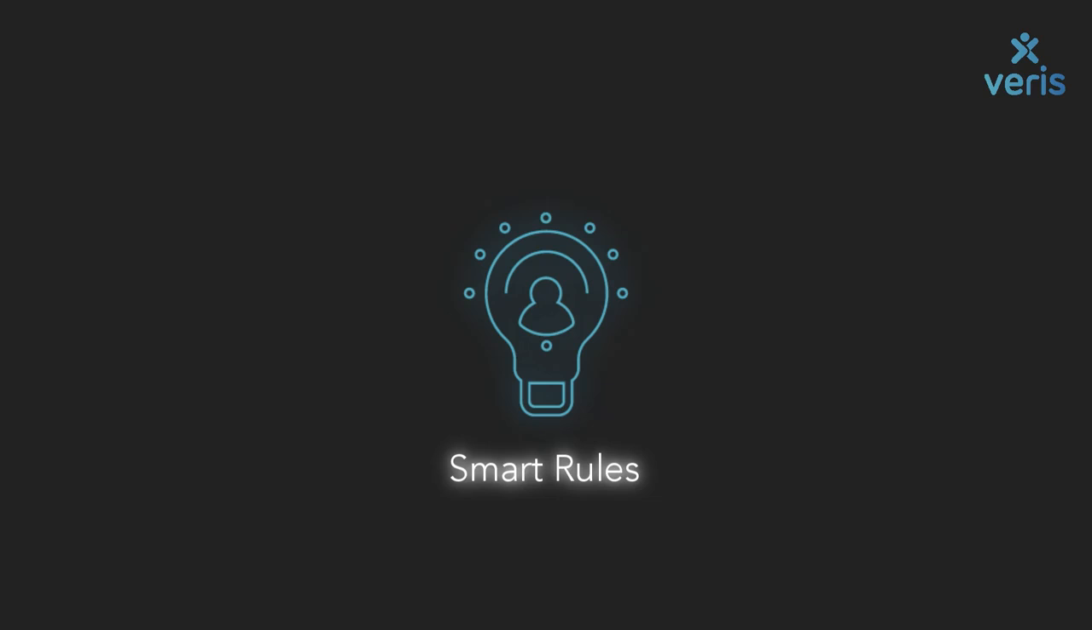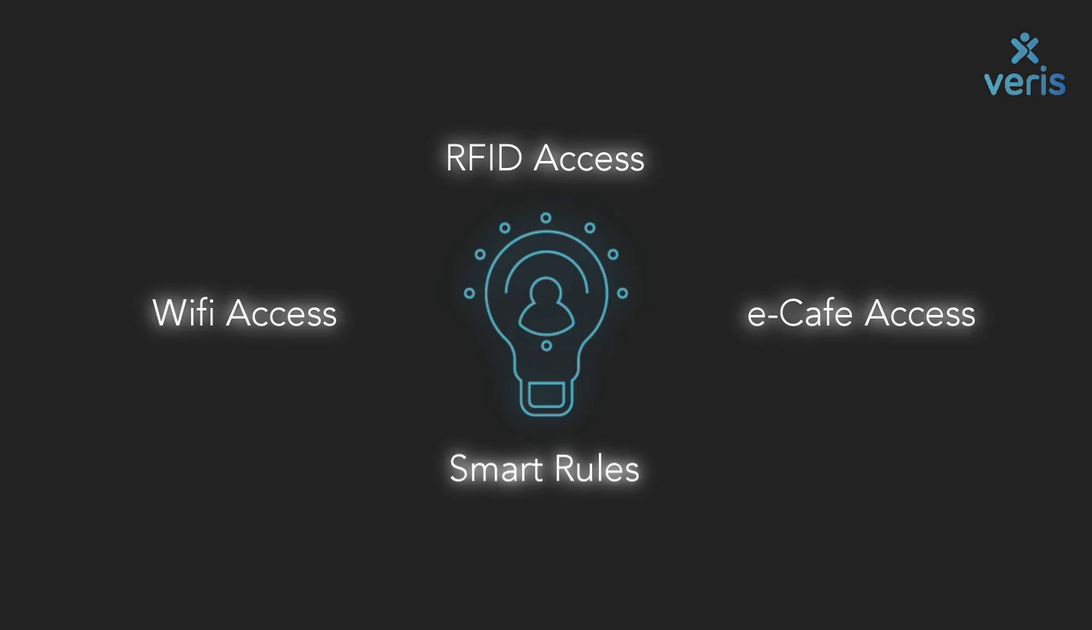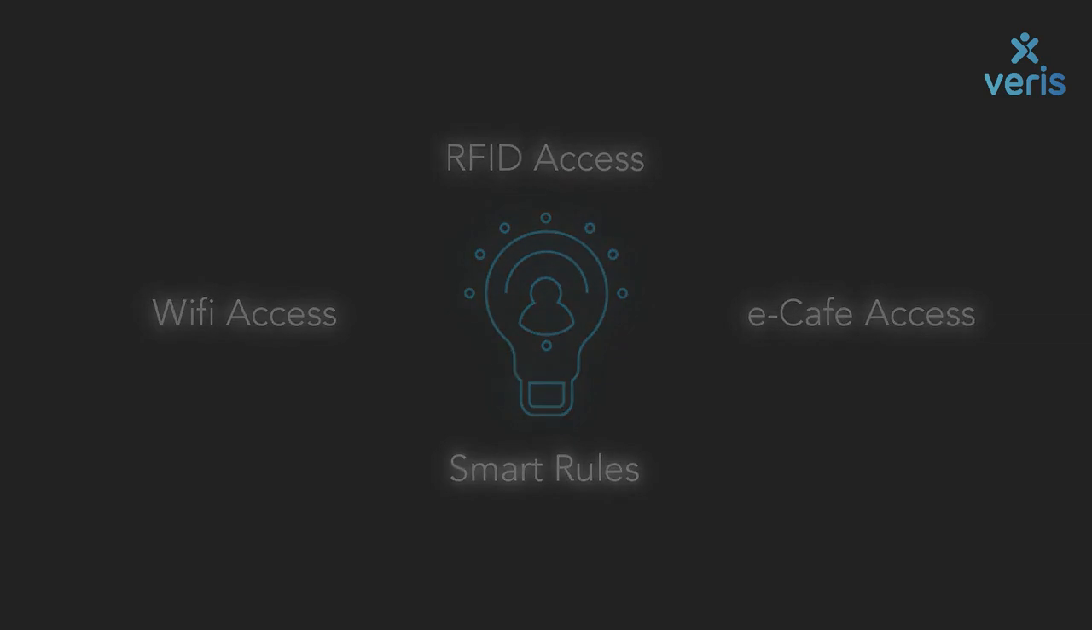Employees can also be given smart advanced rules with respect to Wi-Fi access, RFID access, as well as e-cafe access that they might want to extend to their visitor. The moment they try to do that, a trigger is sent to their superiors, and only when the superior accepts this request can their visitor be granted any special access.